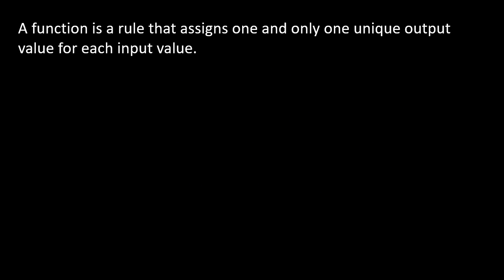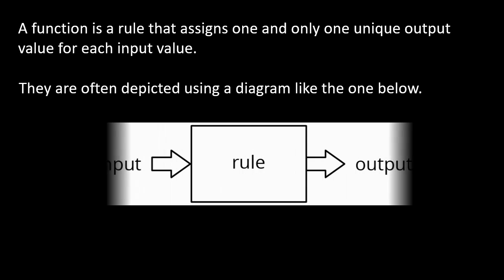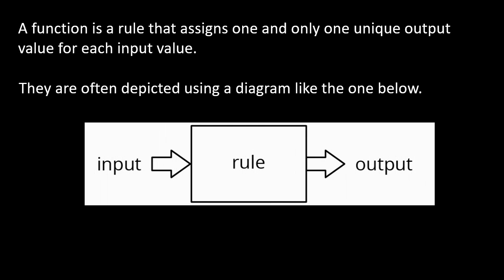A function is a rule that assigns one and only one unique output value for each input value. They are often depicted using a diagram like the one below. Input is brought into the function rule and then processed to create an output. Let's take a look at an example.